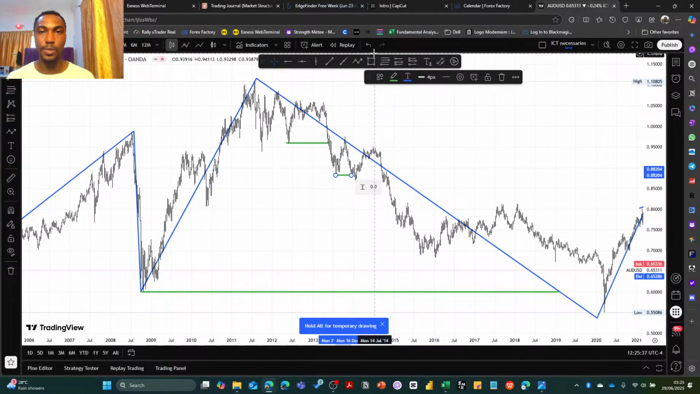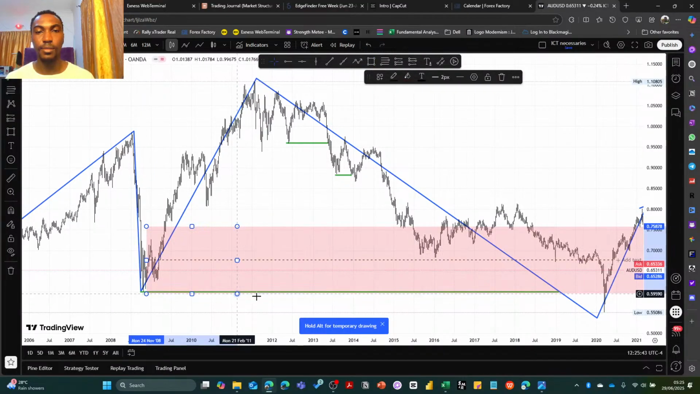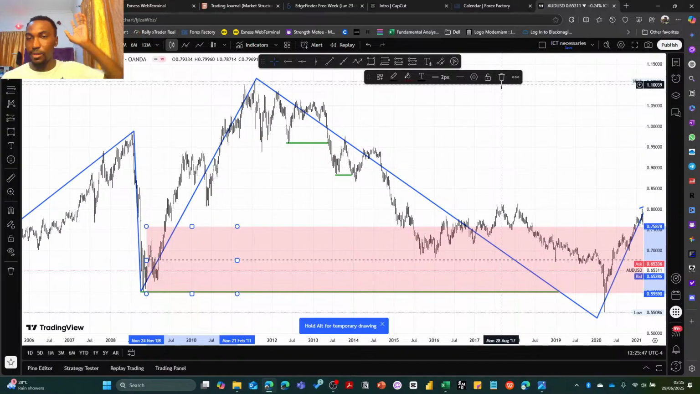And what would you be looking out for? You'll be looking out for anything within this area. That is what you'll be looking out for in terms of supply and demand. Now, a different strategy tells you it's not going to work like that.